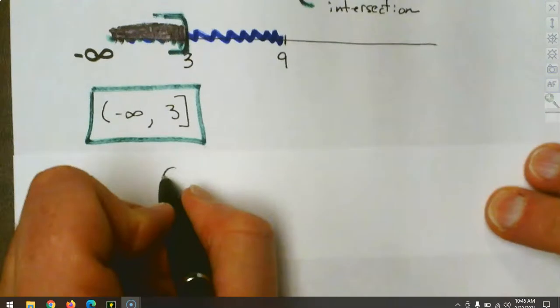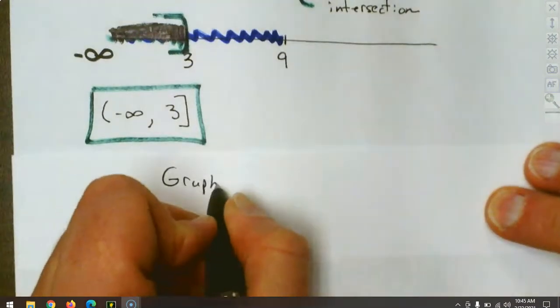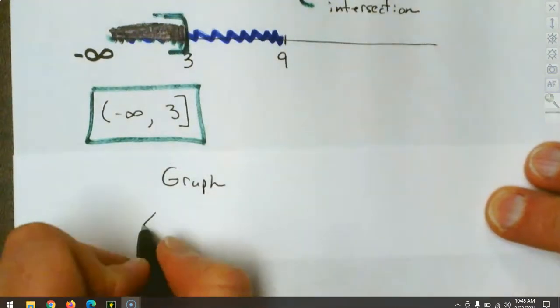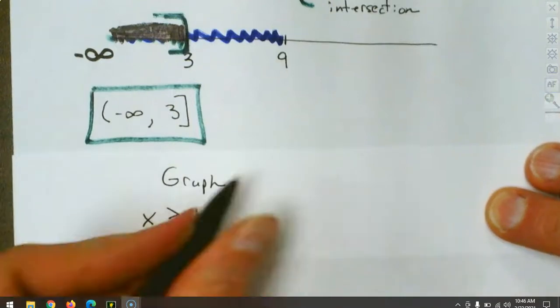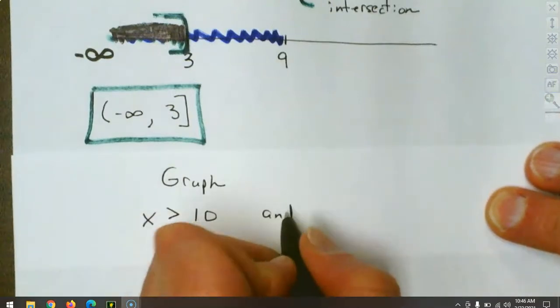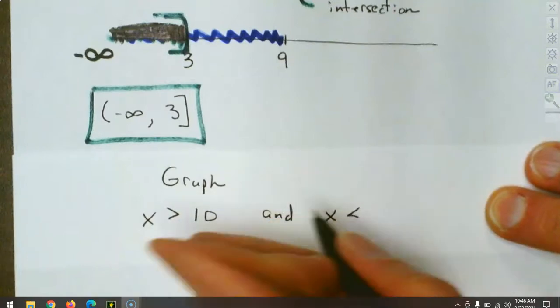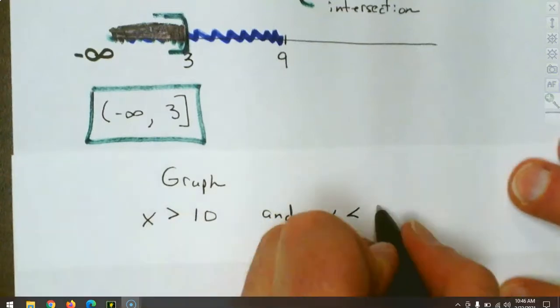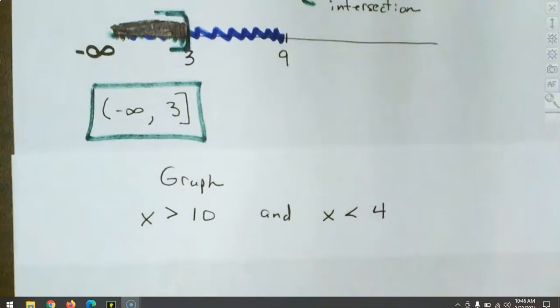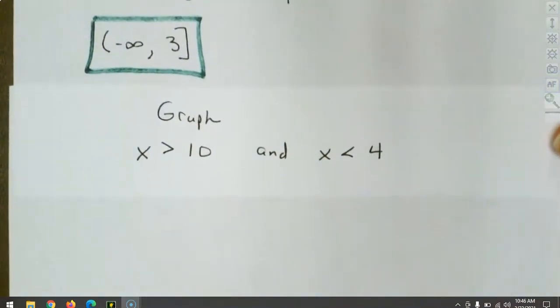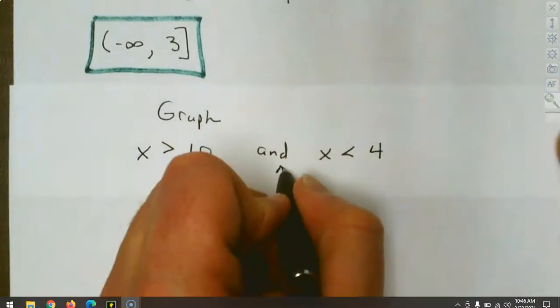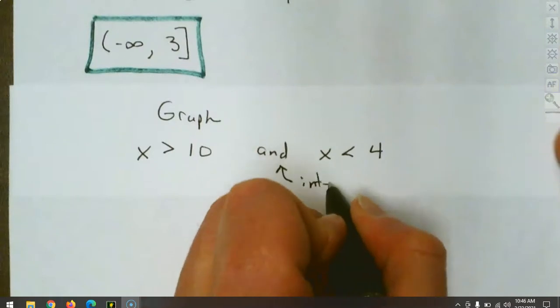So let's try and graph this one. Let's try and graph x is greater than 10 and x is less than 4. So x is greater than 10 and x is less than 4. And this is an intersection.